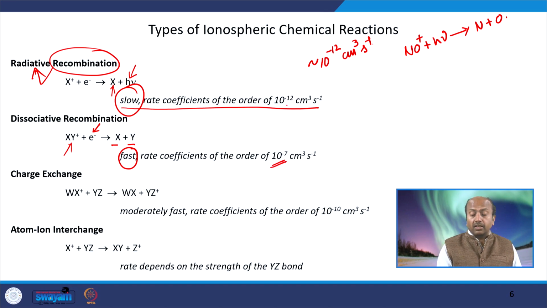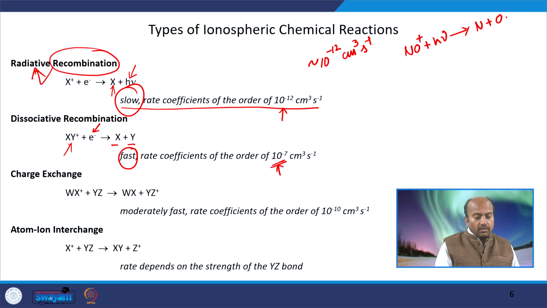So, this is 10 to the power of minus 12. So, this is a very small number in comparison to 10 to the power of minus 7, right. So, this is the speed at which this recombination reaction can take care of the charged species. So, if you leave this process within this particular amount of time, the charged species will be lost.